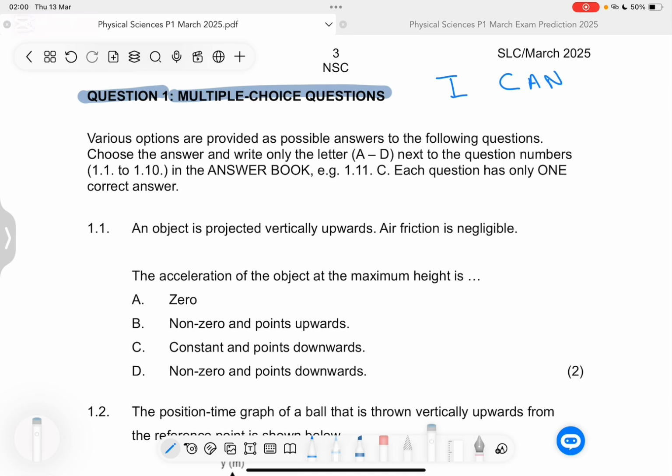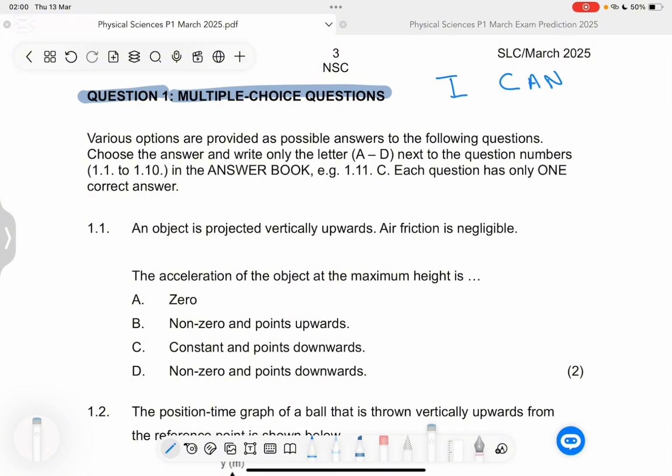They further say here that each question has only one correct answer. So we are given 4 options here because we have A to D. But on these 4 options, A to D, there's only one that is correct.